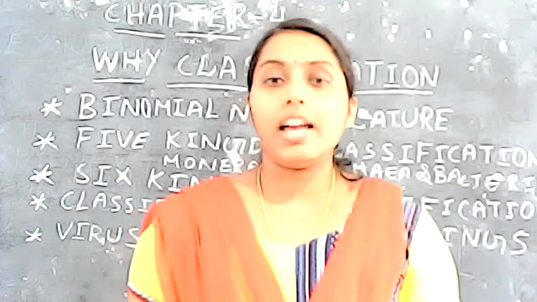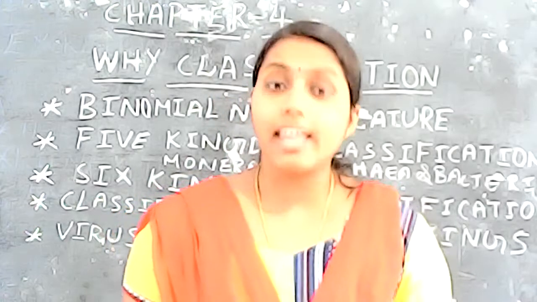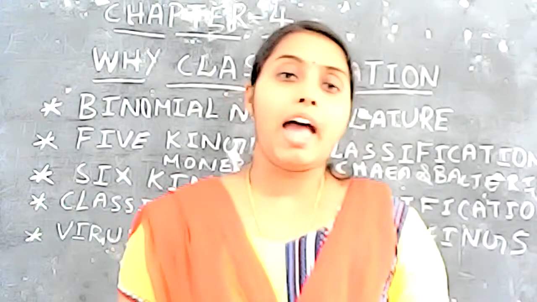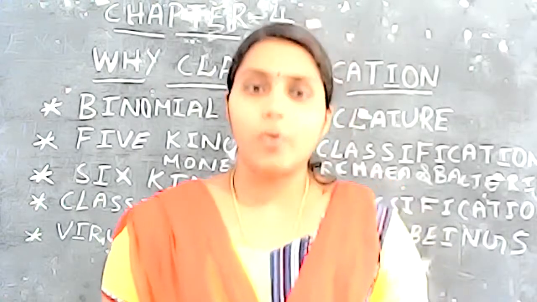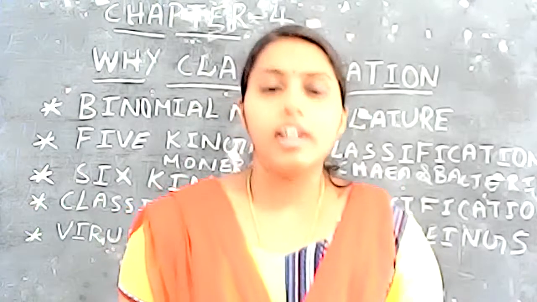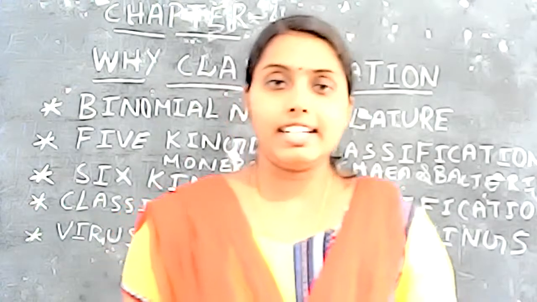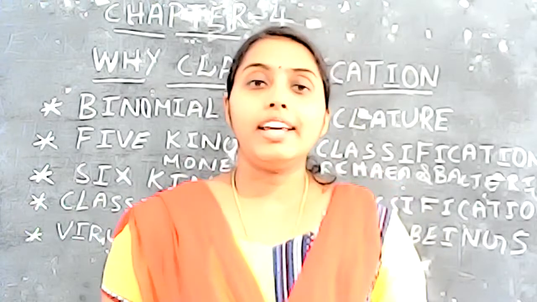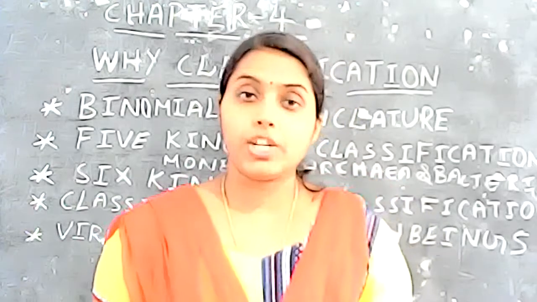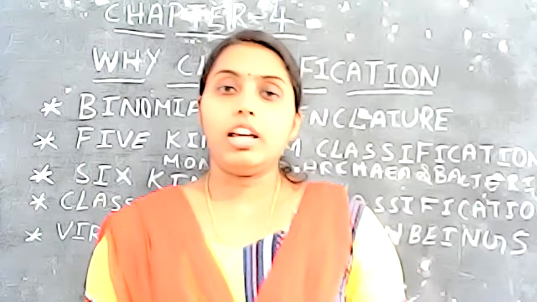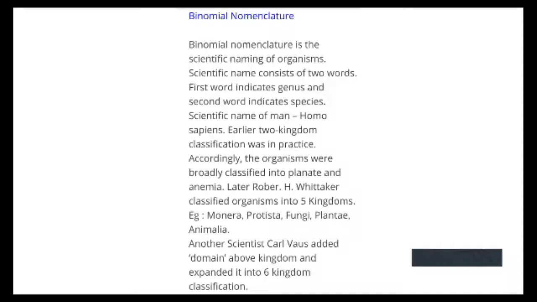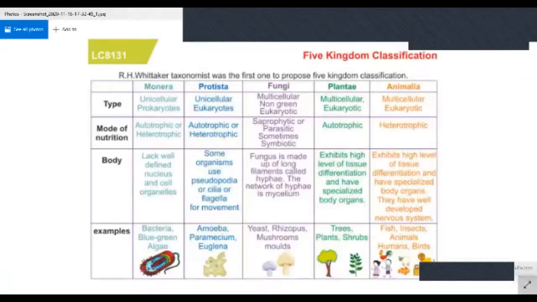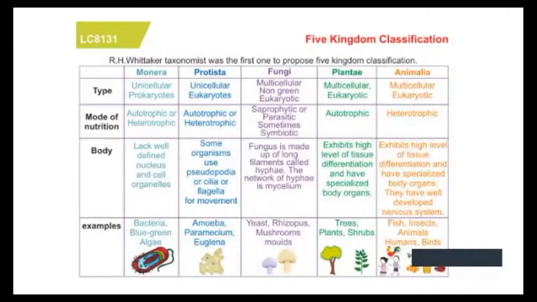We can't call them a plant. We can't call them an animal. So apart from plant and animal, if another organism is there, where should we place it? In order to remove such a difficulty, the five kingdom classification was proposed. Now we will see the five kingdom classification. Robert H. Whittaker is the first man who proposed the five kingdom classification.